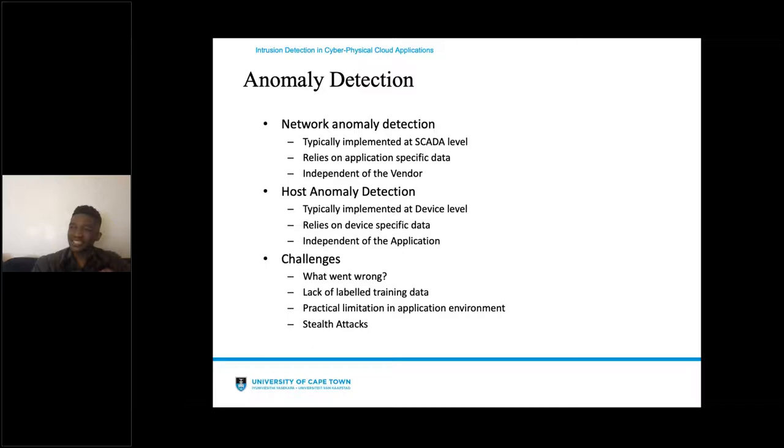The practical limitations in the application environment are also a big consideration, especially in these cyber physical applications where it's very time critical. So we cannot have our anomaly detection system exhausting system resources and affecting system operations, because nobody is going to use that as well.